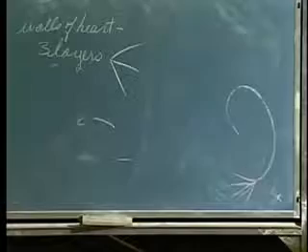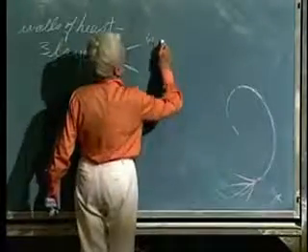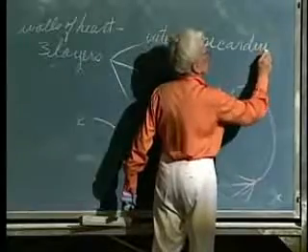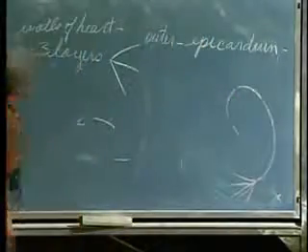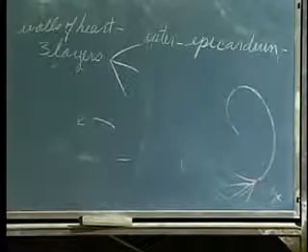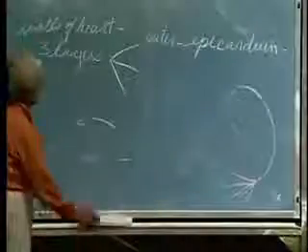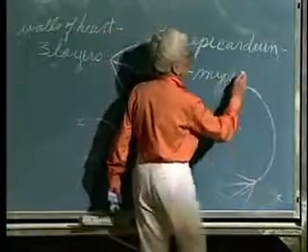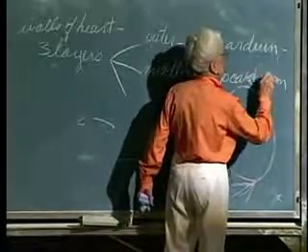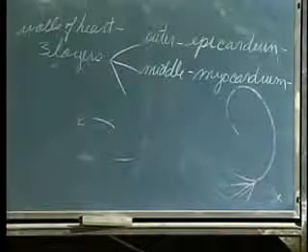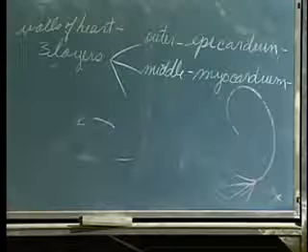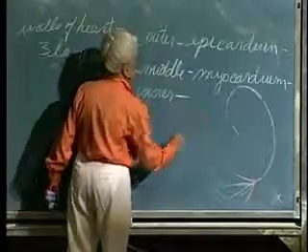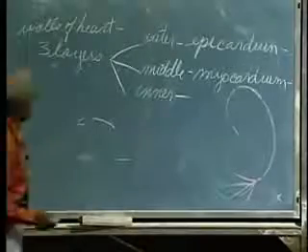We'll have the outer layer, which is the epicardium. Epi, upon the heart. The middle layer is muscle, so what are you going to call it? Myocardium, sure. And you studied myocardium. Epicardium has many names. We'll see in a moment when we talk about the protective coverings of the heart. We'll just leave it at this. And then the inner layer is called what? Endocardium.